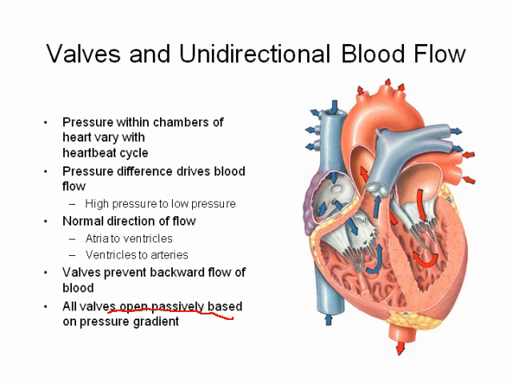All valves open passively based upon the pressure gradient. So each of these valves opens when the pressure on one side exceeds the pressure on the other, when atrial pressure exceeds ventricular pressure. Or in the case of the valves leading to the lungs, it is when, of course, the ventricular pressure exceeds the pressure within the pulmonary artery and then pushes that valve open. But again, the really important thing here is that all valves open passively, and it's the pressure gradient across the valves that makes them open.